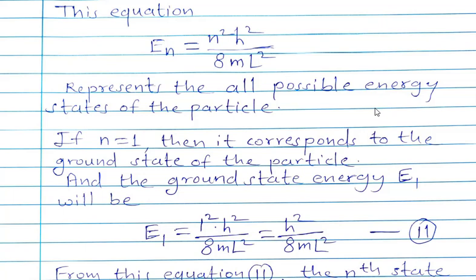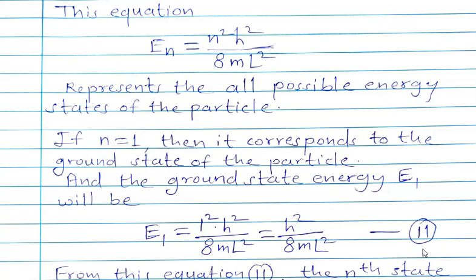Now depending upon the value of this n, if n is equal to 1, then this corresponds to the ground state of the particle, and the corresponding ground state energy will be represented by E1. Now from this equation, if we substitute n as 1, we get E1 equal to 1 square times h square by 8 m L square, that is h square by 8 m L square. This represents the ground state energy of the particle, the lowest possible energy of this particle, which is also known as zero point energy.